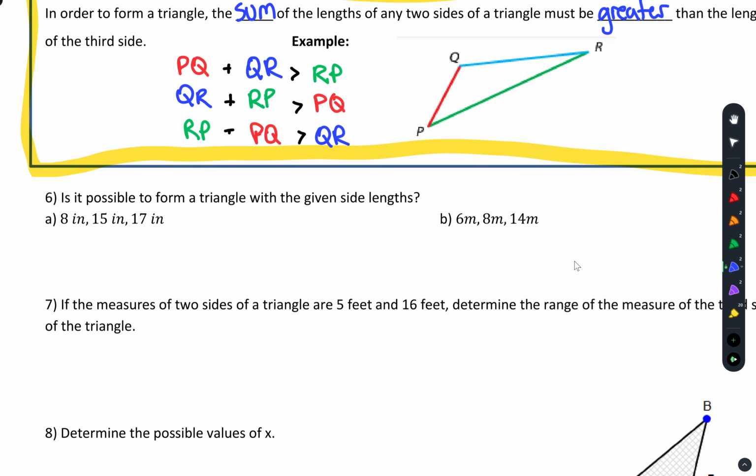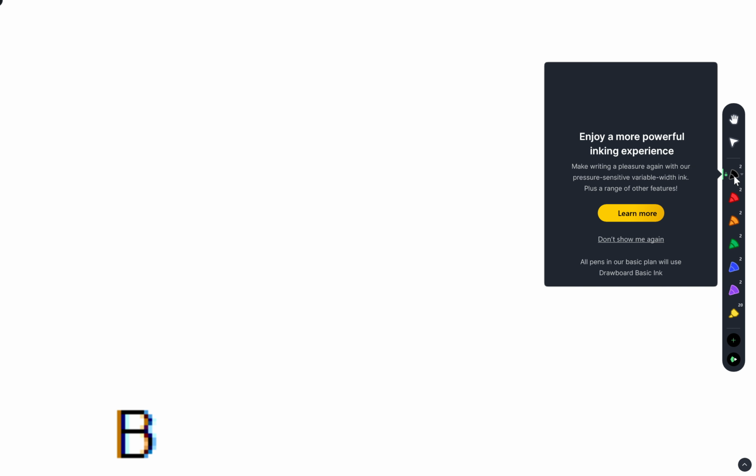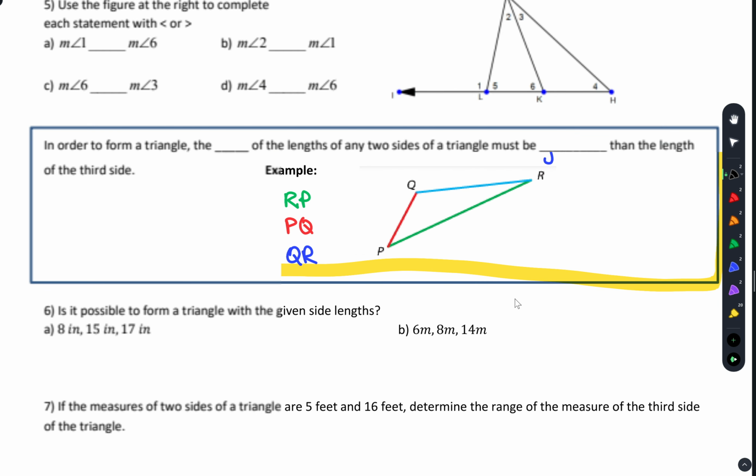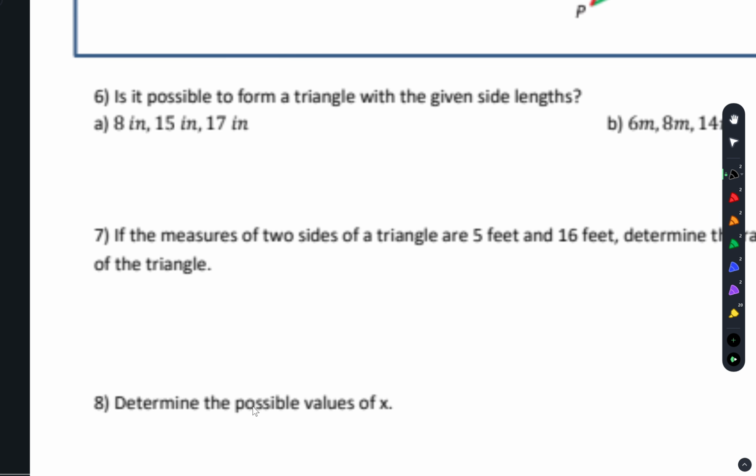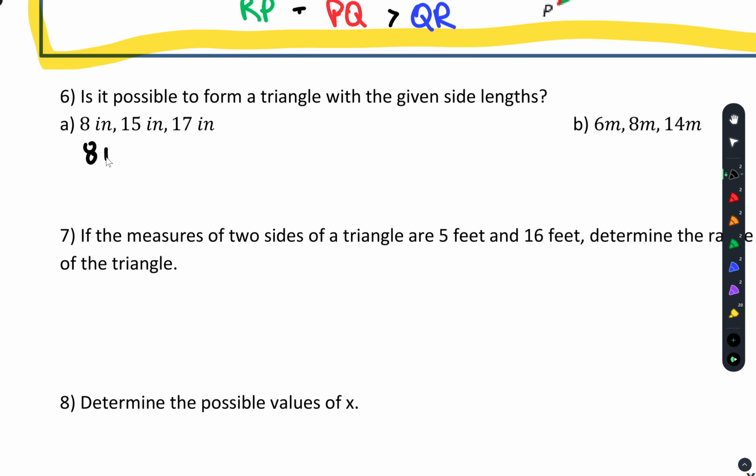So at number 6, it says, is it possible to form a triangle with the given side lengths? Well, I have to just test and make sure that all of those things are true. So I'm going to make a bunch of combinations of my side lengths. 8 plus 15 has to be greater than 17, which it is. 15 plus 17 has to be greater than 8, which it is. And 17 plus 8 has to be greater than 15, which it is.